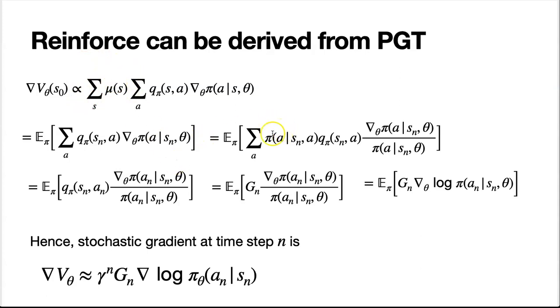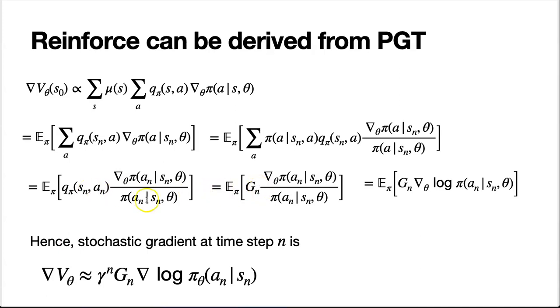distribution. In the second step over here, we introduce a term pi a given Sn, and we multiply and divide by this term. Now we can see that this term, the summation of a pi q pi, can actually be written as q pi Sn an. This is because when we sum over all the actions and multiply the q function by the probability, if we have a system which returns a very high probability for the right action an, then that probability will be very close to 1, and the probability for the other actions will be very close to 0.